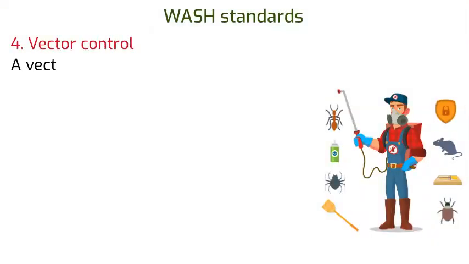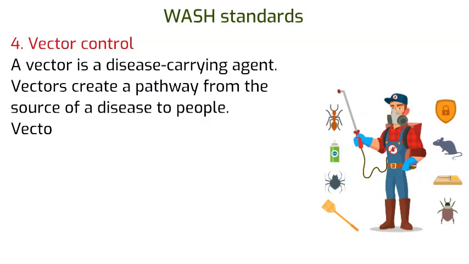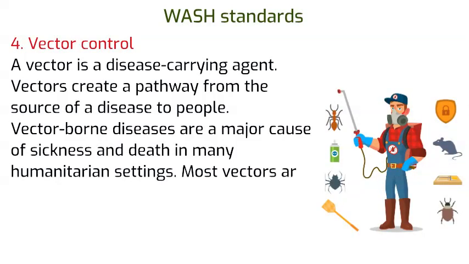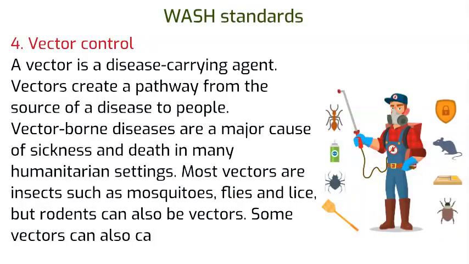Four. Vector control. A vector is a disease-carrying agent. Vectors create a pathway from the source of a disease to people. Vector-borne diseases are a major cause of sickness and death in many humanitarian settings. Most vectors are insects such as mosquitoes, flies and lice, but rodents can also be vectors. Some vectors can also cause painful bites.